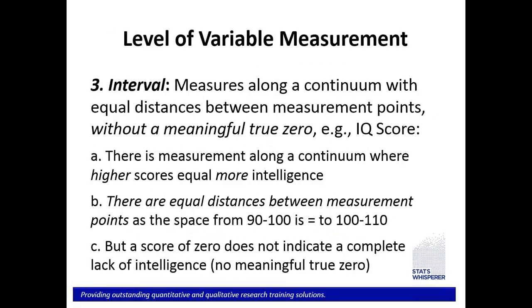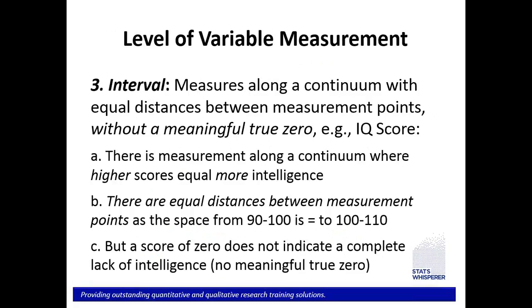All right, number 3, interval. The interval level of measurement measures along a continuum with equal distances between measurement points. Remember, ordinal didn't have those equal distances between measurement points, but the interval does, right? So you take an IQ score. The distance between 90 and 100 is 10 points. The distance between 100 and 110 is 10 points. So there's equal distances between measurement points.